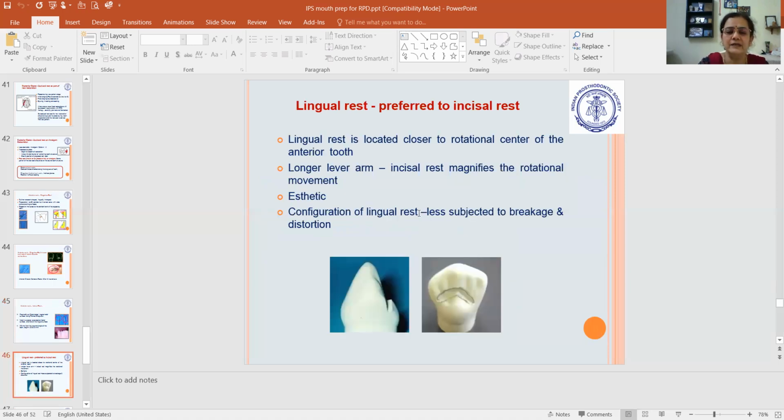Now, the lingual rest is preferred to the incisal rest. Coming to the lingual rest, it is located closer to the rotational center of the anterior tooth. Due to its longer lever arm, the incisal rest magnifies the rotational movements. It is also aesthetically acceptable because it is placed on the lingual surface, and the configuration of the lingual rest is less subjected to breakage and distortion.